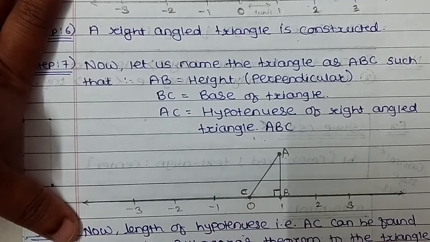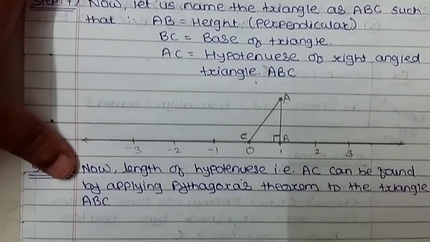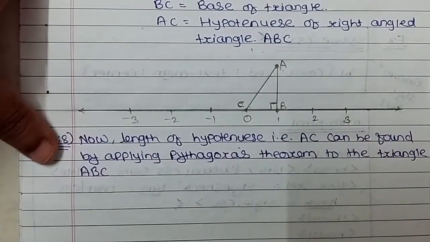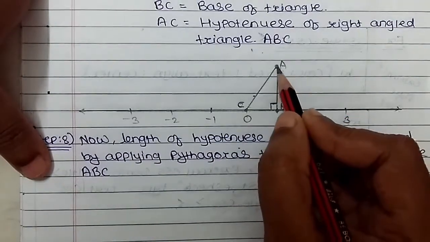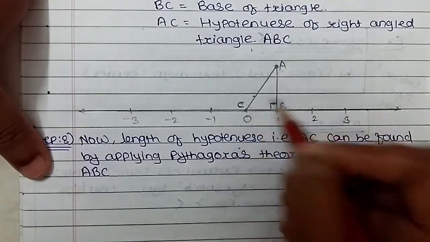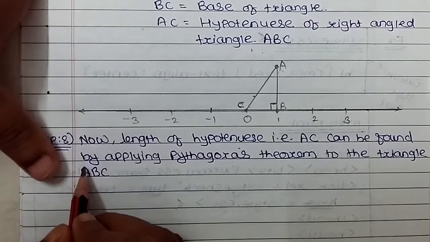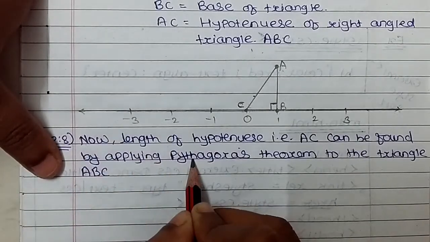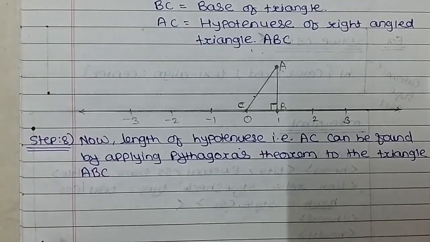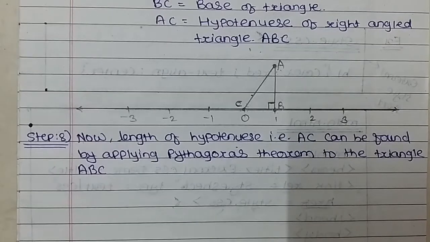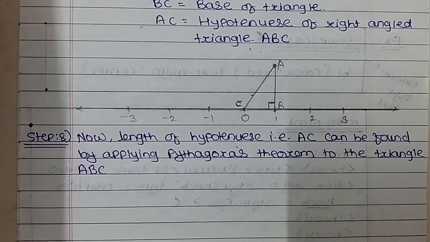Okay, next, move forward here. That is, now length of hypotenuse, that is AC. What is the length of hypotenuse here? That is AC here. Okay, clear? Can be found by applying which theorem? That is Pythagoras theorem to the triangle ABC. Okay. So next one, how to calculate the hypotenuse by using the Pythagoras theorem.